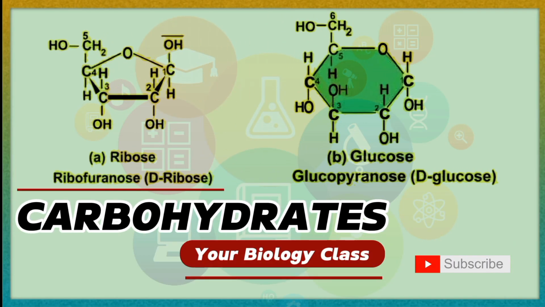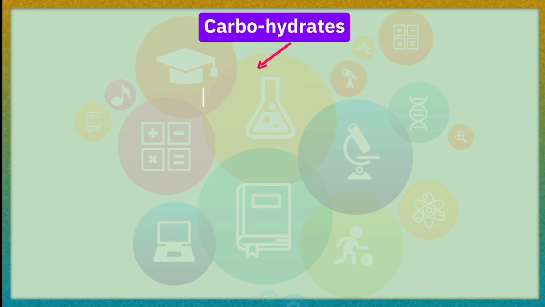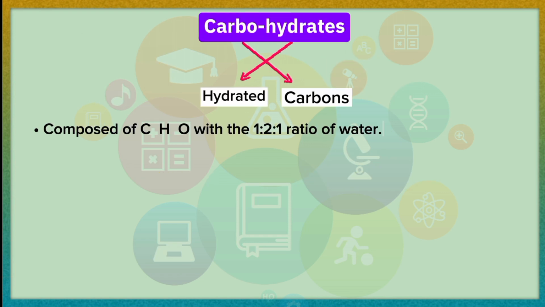Carbohydrates. The word carbohydrate literally means hydrated carbons. They are composed of carbon, hydrogen, and oxygen, and the ratio of hydrogen and oxygen is the same as in water. Their general formula is CxH2yOy, where x is a whole number from 3 to many thousands, whereas y may be the same or a different whole number.